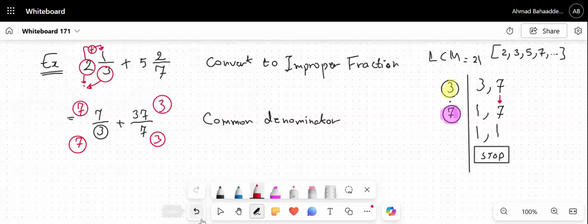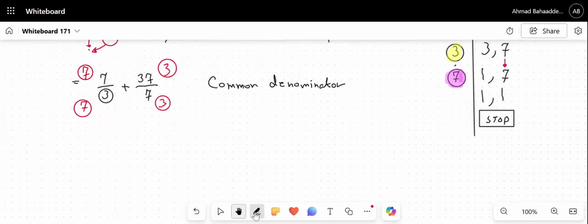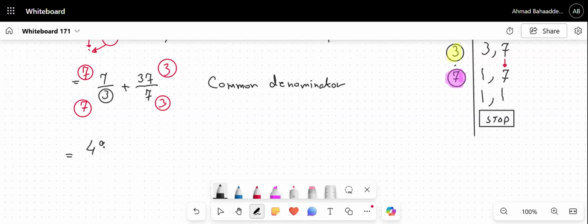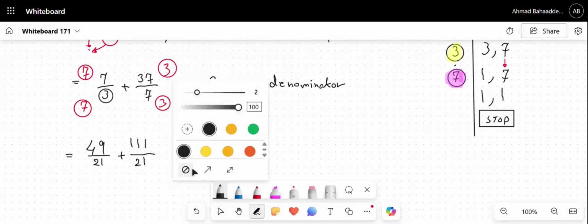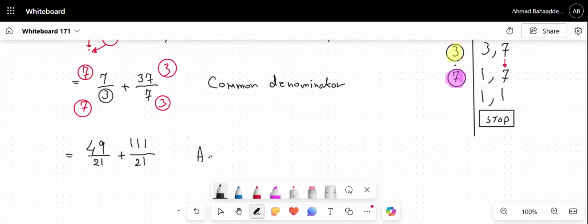Then I will rewrite the two fractions again. So we do have 7 times 7 is 49 over 21, and then plus 3 times 7 is 21. That's right, 3 times 7 is 21. Then 3 times 3 is 9 plus 2 is 11, 111 over 21. So now I have the same denominator, so we can apply the addition. Basically, we can add now.